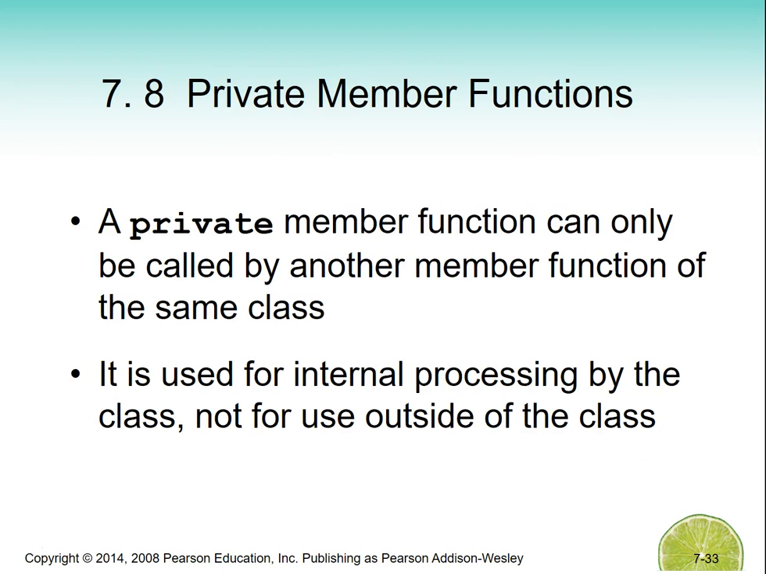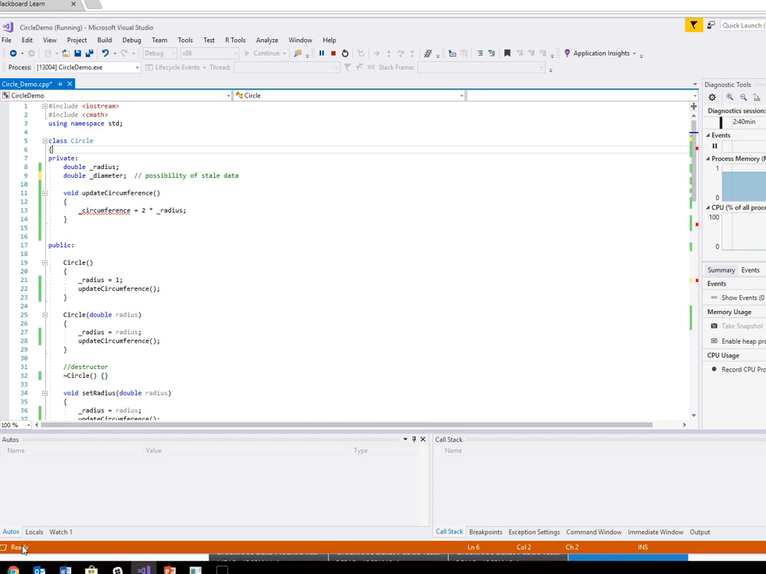And that's the only slide on it, so I'm going to switch over to Visual Studio and we're going to look at an example of it. We are going to be using the circle class that we worked with before, and what I'm going to do is introduce a diameter variable. And remember, when I do that, it potentially introduces stale data.